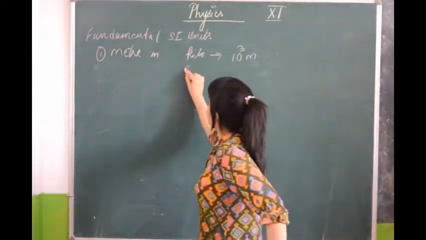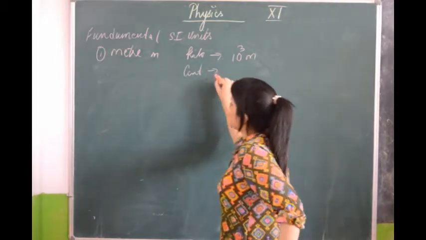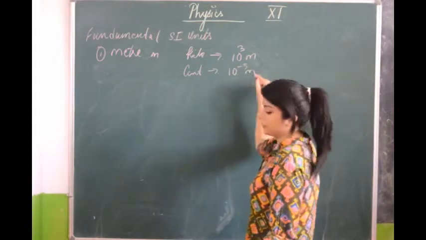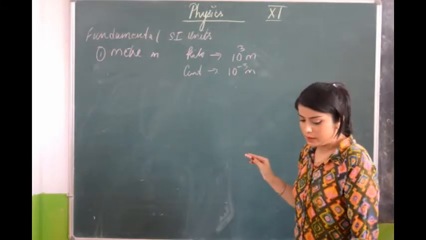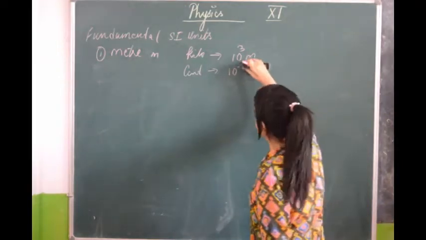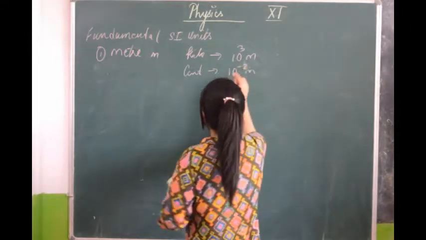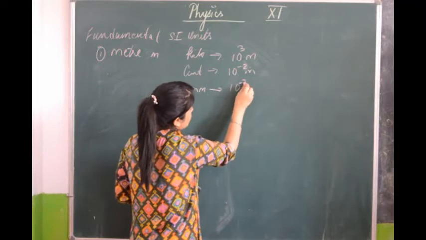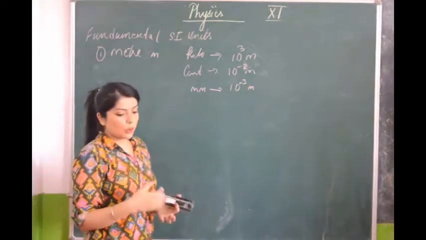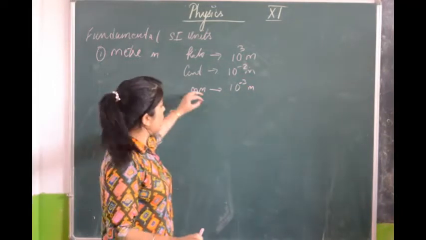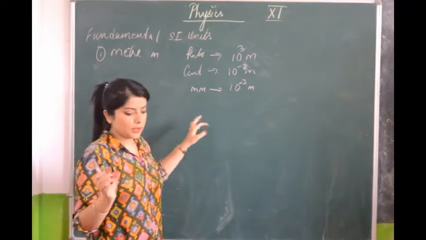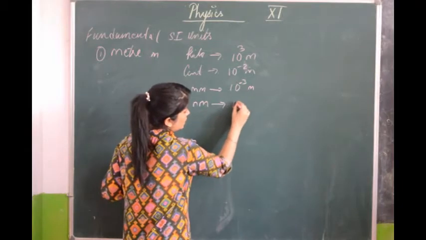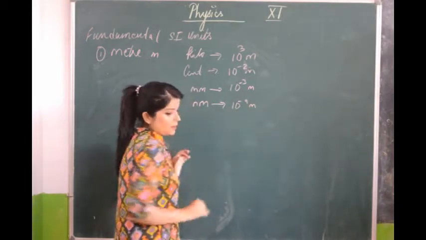Now another one is centimeter. Centimeter is 10 to the power minus 2 meter. Then comes millimeter. Millimeter is 10 to the power minus 3 meter. So all these are required for conversion. Again, if you go to a smaller level, then comes nanometer. Nanometer, we write small n, is 10 to the power minus 9 meter.